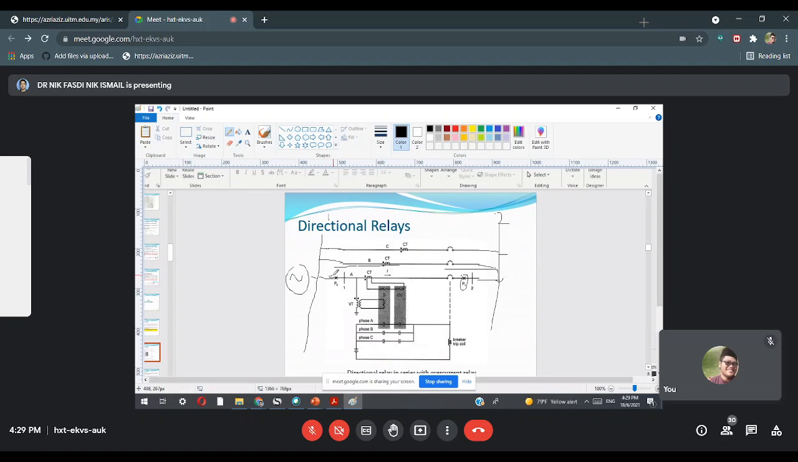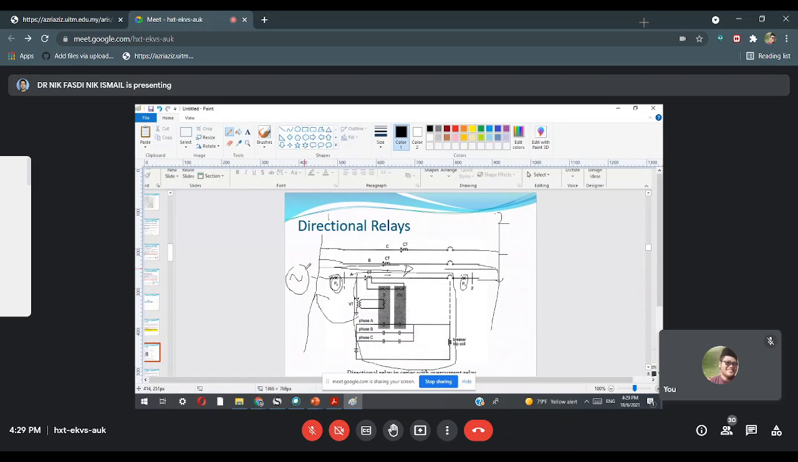However, for P2 pula, ni P2, kan? Fault kat sini. Tapi you punya setting protection device ni after. So current you ke sini, kan? Okay, so maksudnya dia akan nampak reverse because this device located after you punya fault. In order to make it forward, apa you kena buat? You kena letak kat sini. Faham?